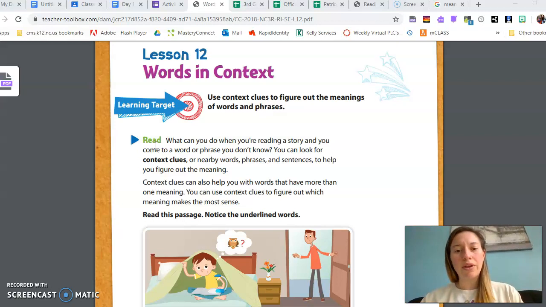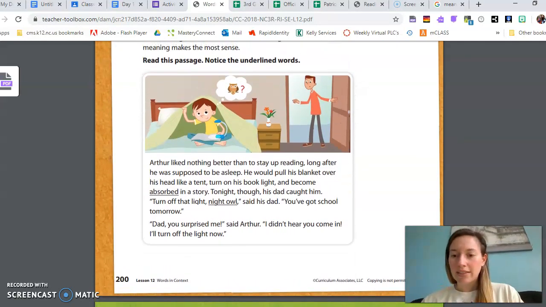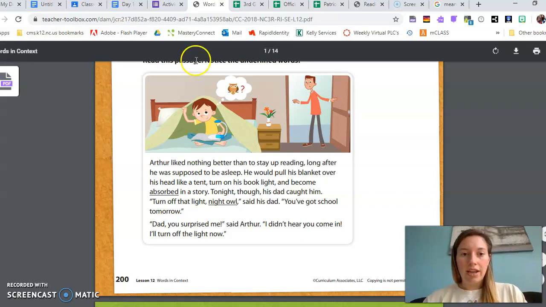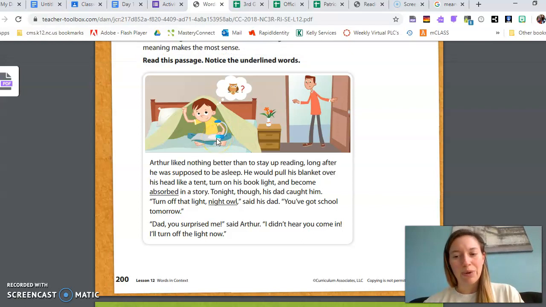So we're going to read this little cartoon, this little passage, and then we're going to practice trying to use some context clues to figure out the meaning of these underlined words or phrases. So looking at the cartoon here, I kind of get an idea of what's happening. I see a little boy under his blanket in his bed. So I'm thinking maybe it's nighttime, and he's in his bed and look what he's doing. Oh, he's reading. What does he have in his hand? Looks like a flashlight. So he's probably reading in the dark in his room.